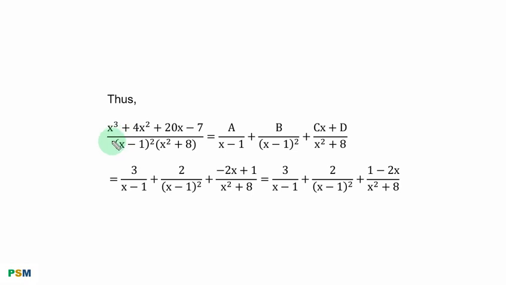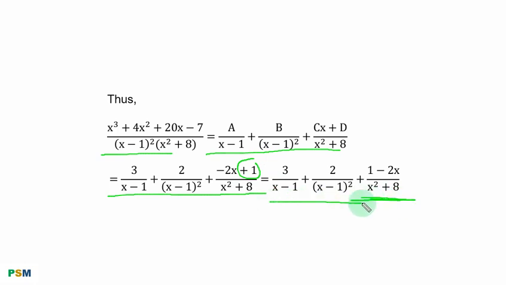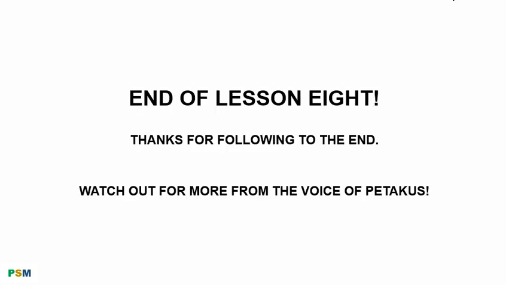Thus, you have the given compound fraction equal to the partial fractions. You simply replace a, b, c, and d with what they stand for. You have this result. Here, since 1 is positive, you can write 1 first, then minus 2 follows in this form. This is the required partial fractions. End of lesson 8.